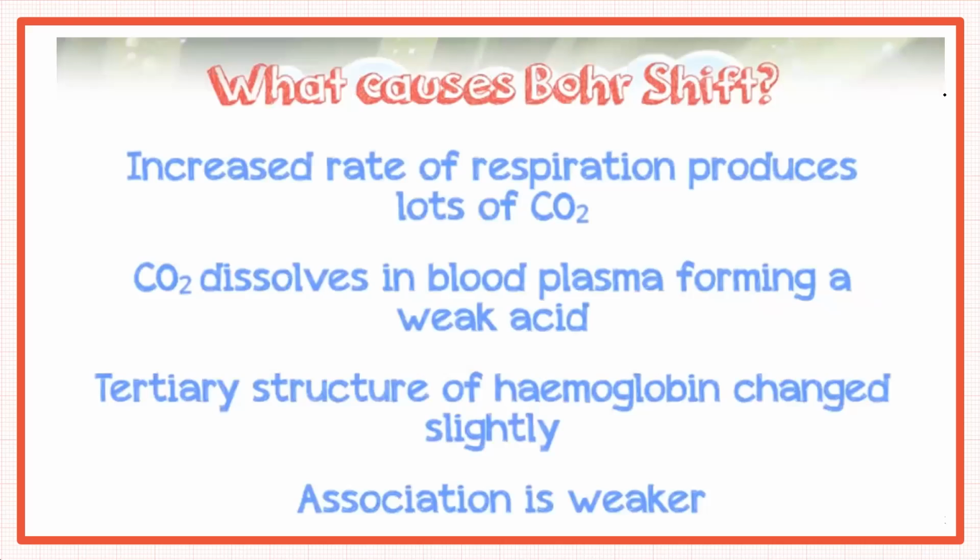So what causes this Bohr shift? An increased rate of respiration produces lots of carbon dioxide. Carbon dioxide dissolves in the blood plasma, forming a weak acid, which is carbonic acid. And we know that carbonic acid dissociates into H positive and hydrogen carbonate. We also see that the tertiary structure of hemoglobin is changed slightly, and its quaternary structure basically. As the first molecule gets attached to it, the shape is distorted. So it changes and the association is definitely weaker. So oxygen unloads from the hemoglobin in the respiring tissues, respiring cells.